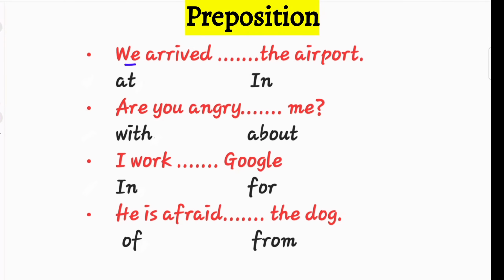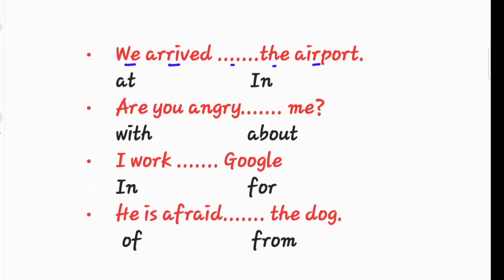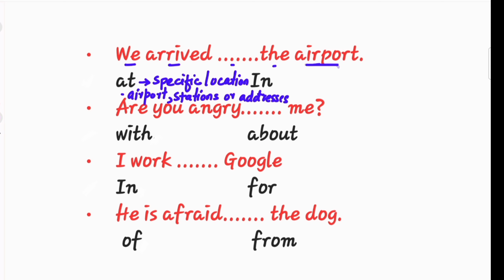Let's learn some English grammar rules. We arrived blank the airport. At or in? We use at with specific locations like airports, stations, or addresses. When we think of the place as a point of arrival or departure, we use at there.